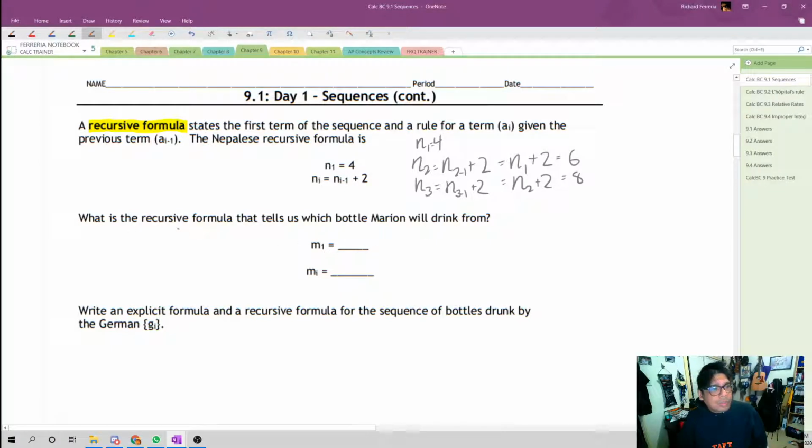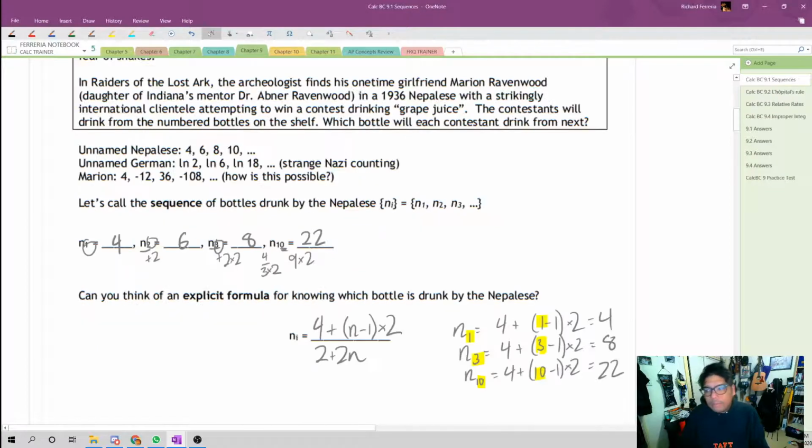So what is the recursive formula that tells us which bottle Marian's going to drink from? Let's go back to Marian's sequence. What's nice about this is we get to think about sequences just from one term to the next rather than trying to get the entire thing. So if we go just from one to the next, how do we get from 4 to negative 12? Well, we could subtract 16, or we could multiply by negative 3.